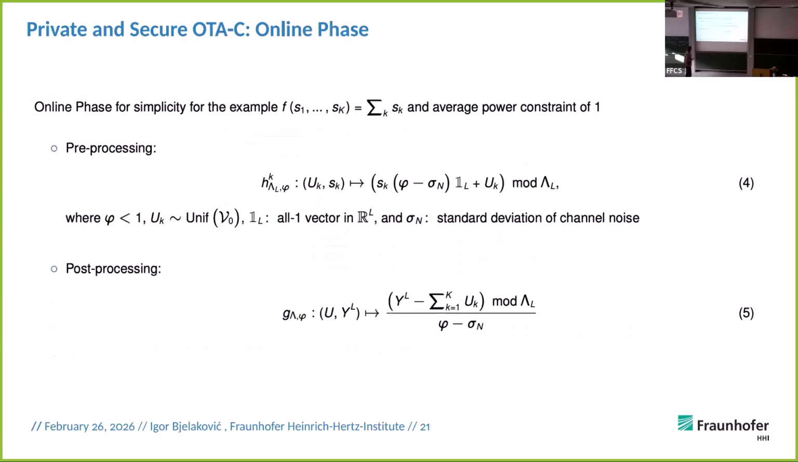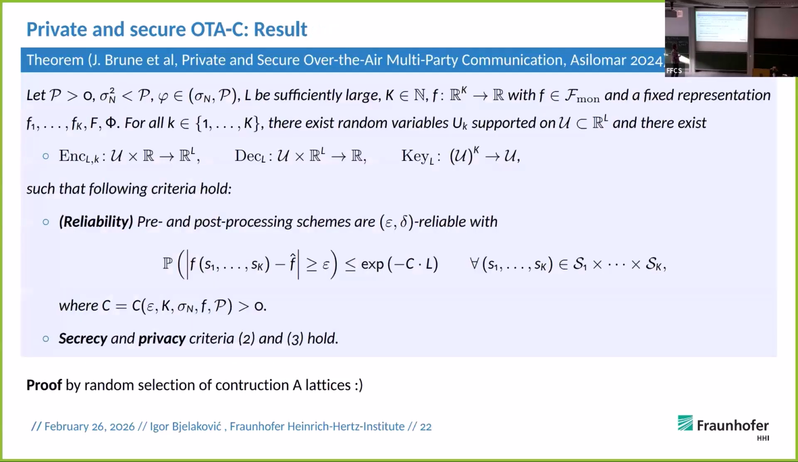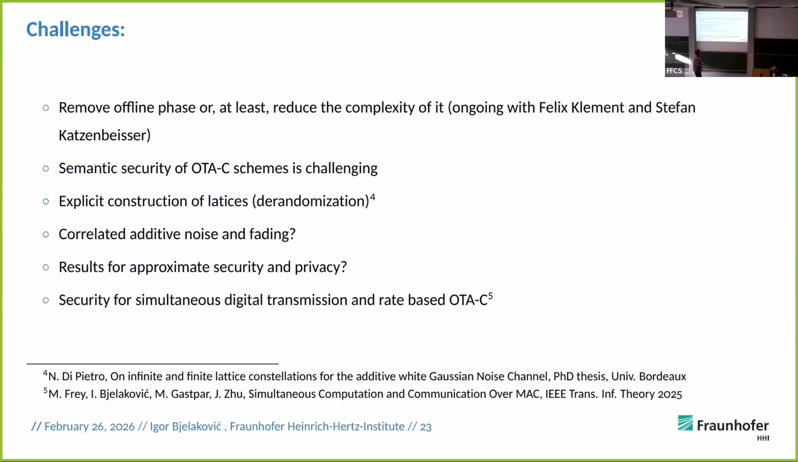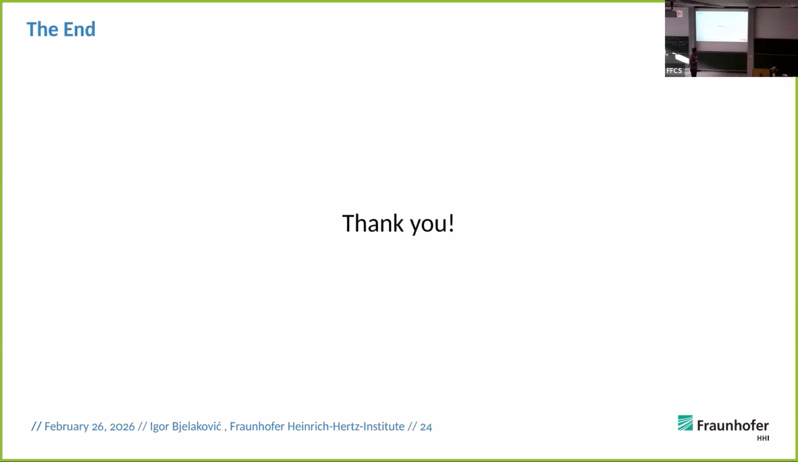So the results, so these are pre-processing, post-processing, I skipped this. So the results are, this scheme is secret and private, and you get this estimation error controlled exponentially. So, yeah, there are some challenges. I will stop here. Thank you very much.